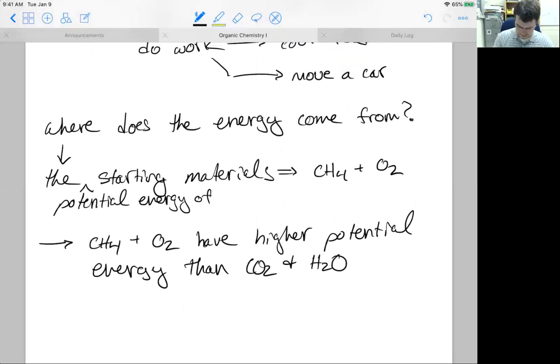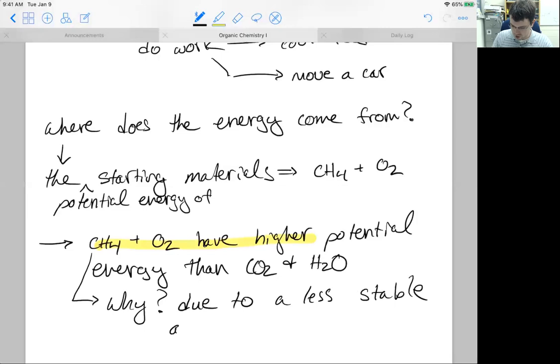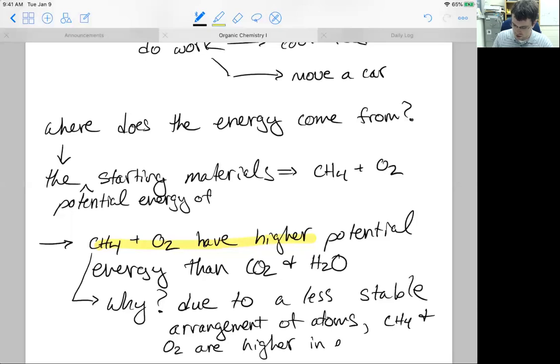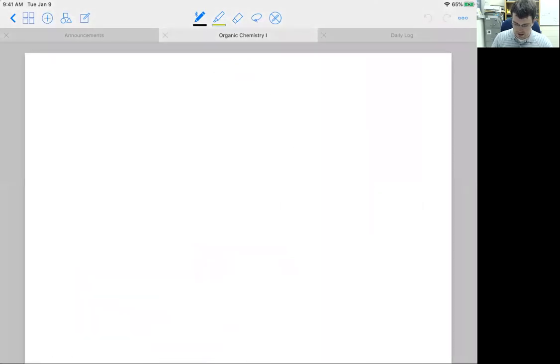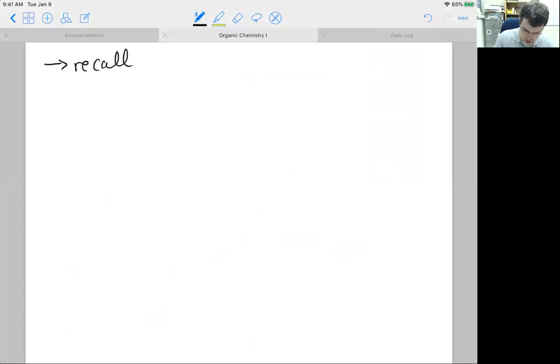And why do they have higher energy? That's a really good question, and I can't go into it too much right now. I can give you a broad explanation, and I'll just say that due to a less stable arrangement of atoms, CH4 and O2 are higher in energy. Okay, so I use the word arrangement. I like the word arrangement because that ties into the idea of potential energy. So recall, potential energy changes with arrangement.